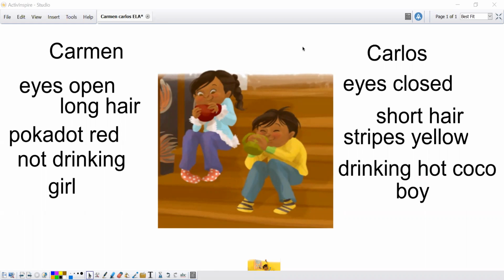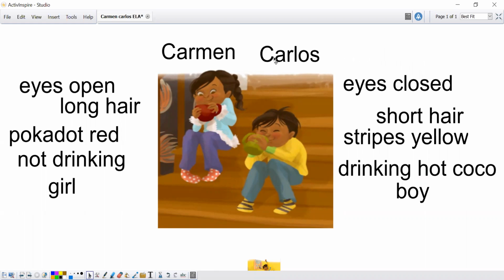Carlos and Carmen, Tio time. Today in ELA, we read a story called Tio Time. And the story has two main characters in the Carmen and Carlos series, brothers and sisters. Here's Carmen and here's Carlos. Our reading strategy focus is to compare and contrast.